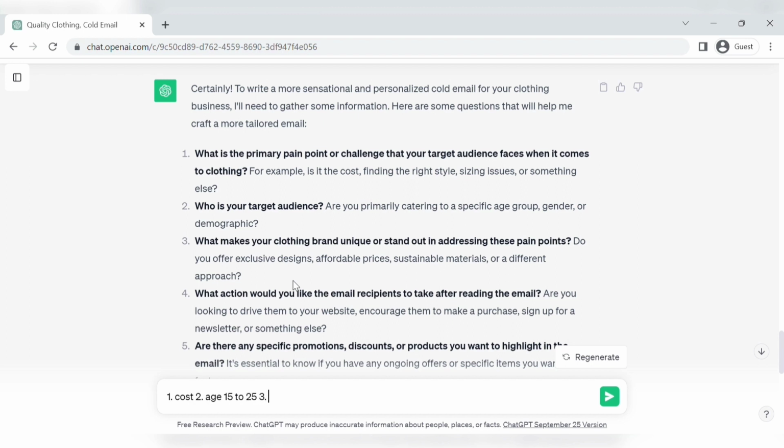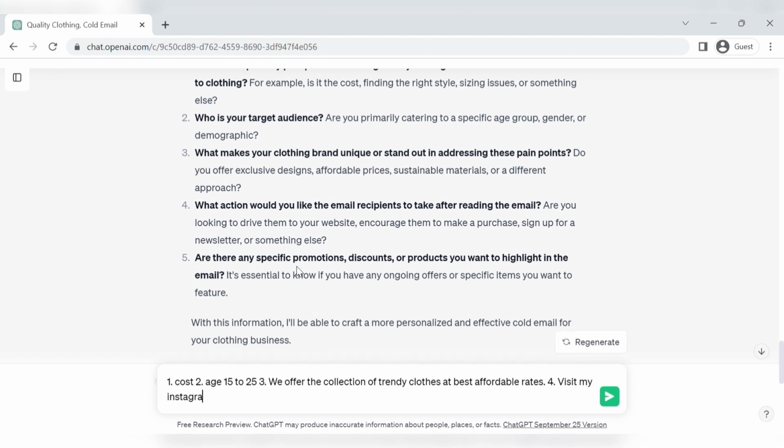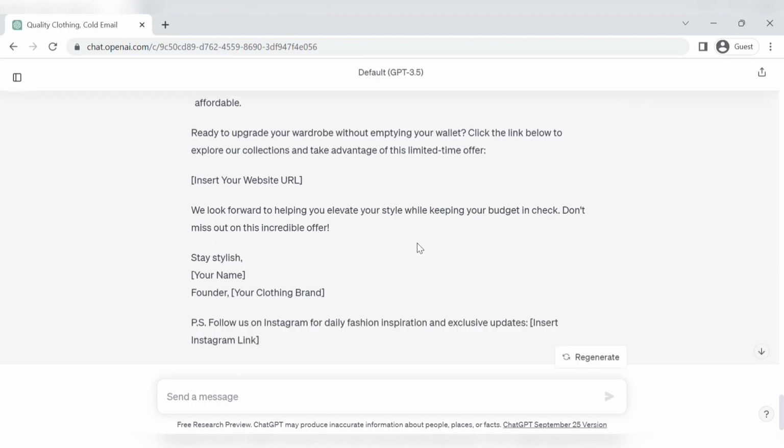What is the primary pain point that I am trying to address? Who is my target audience? What makes my clothing brand unique and stand out? What actions do I want the email recipient to take after reading the email? That means CTA. Or are there any specific promotions or discount offers that are going on?